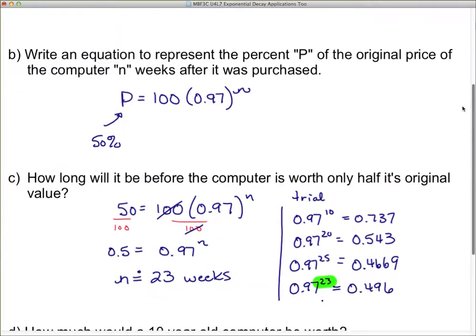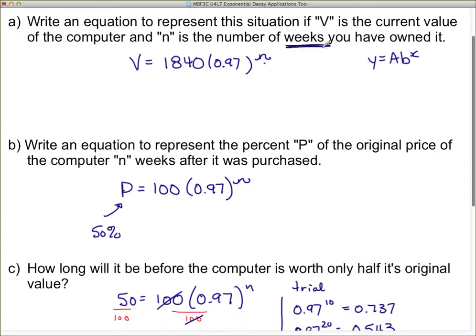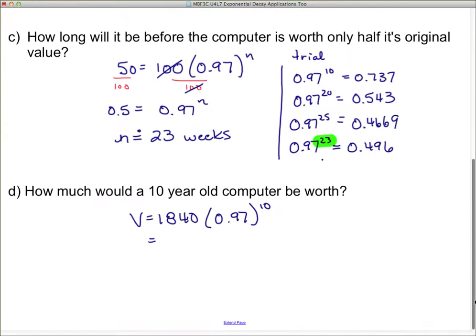I'm going to look up here. N is the number of weeks you have owned the computer. So in 10 years, how many weeks will we have owned the computer? Well, N is going to equal 52 weeks in a year times 10 years, which is 520. That's a big exponent. Let's just strike out what I have here and put in 520.